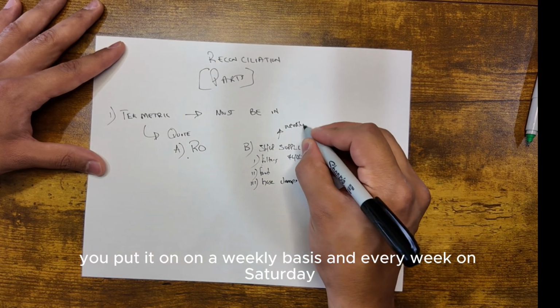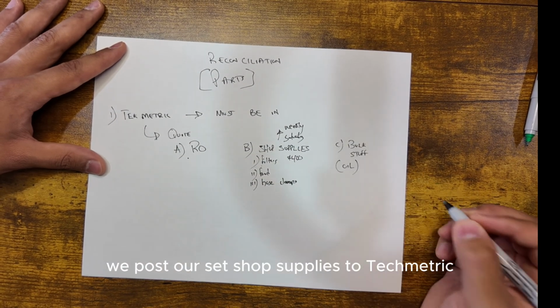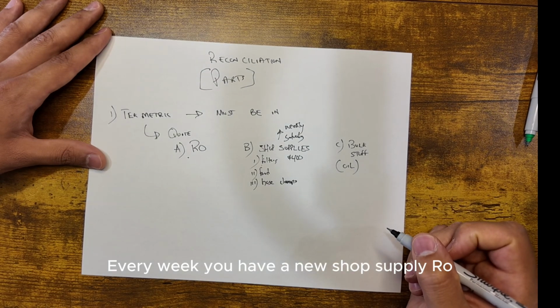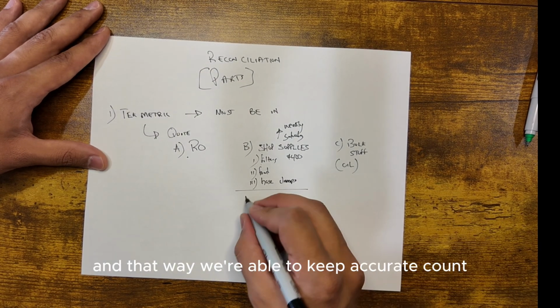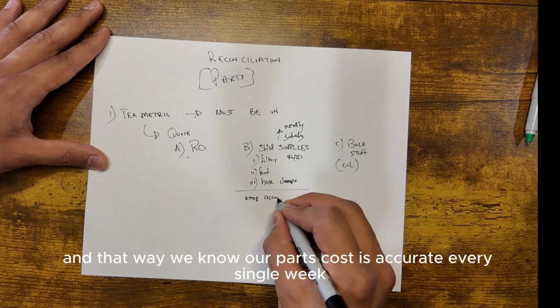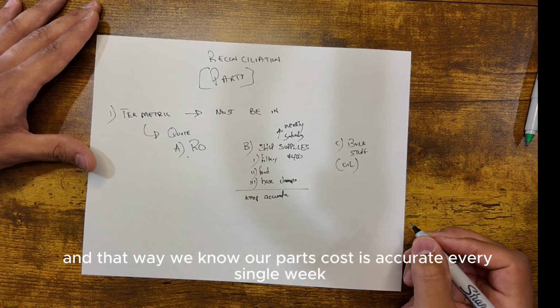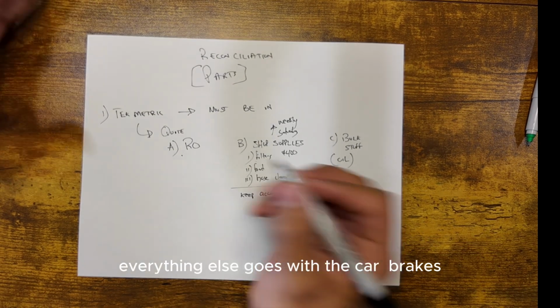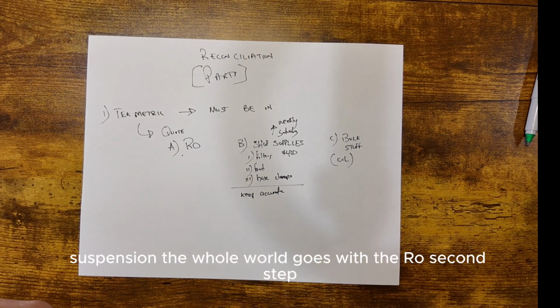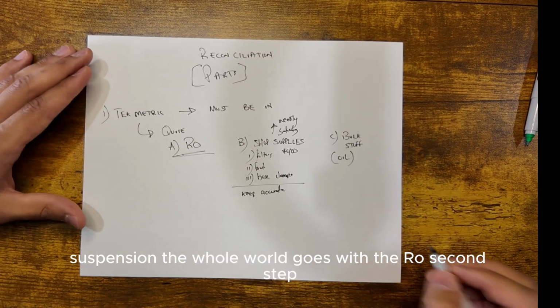And then you put it on a weekly basis. Every week on Saturday, we post our shop supplies to Techmetric. Every week you have a new shop supply RO, and that way we're able to keep an accurate count. And that way we know our parts cost is accurate every single week. Everything else goes with the car. Brake, suspension, the whole world goes with the RO.